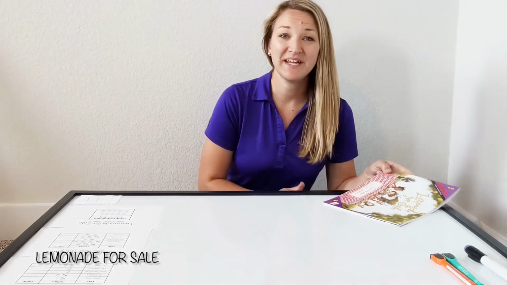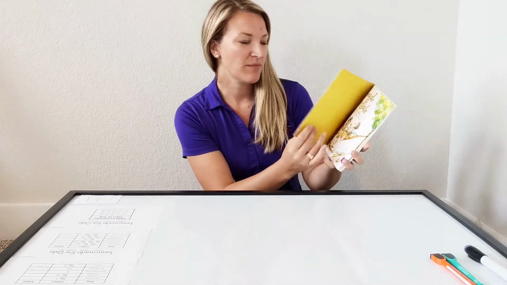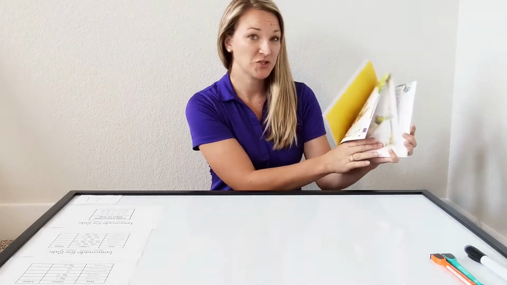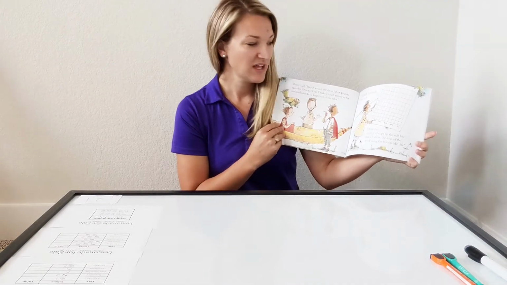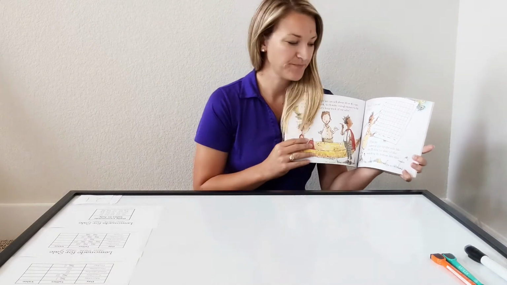Let's talk about Lemonade for Sale. Students will read the book and talk about how the children in the story are keeping track of the lemonade that they sell. You can ask students what they notice about the graph and they can share their observations.